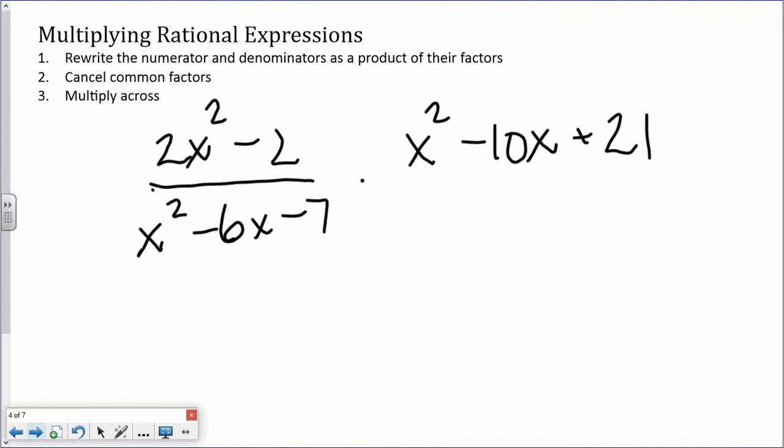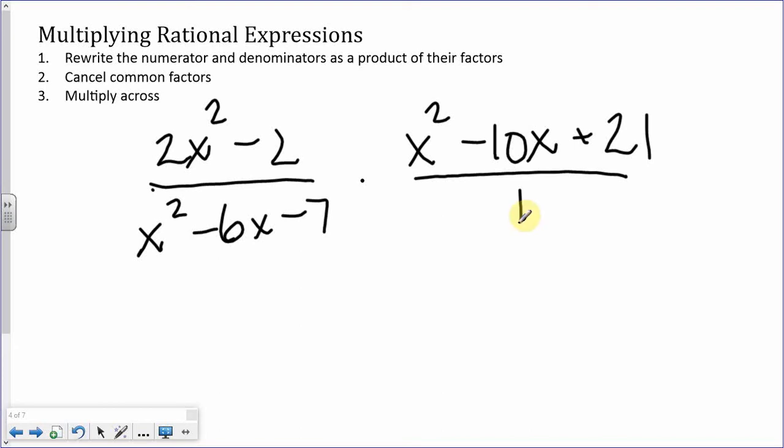So another example here, same idea. You'll notice that on the right side my term is x squared minus 10x plus 21. But remember that the denominator of any value is really just 1. So if you prefer to write that 1 there to make them both fractions, go for it. So the first thing I'm going to do is rewrite my numerator and denominator as a product of factors, meaning I'm going to factor everything that I can.